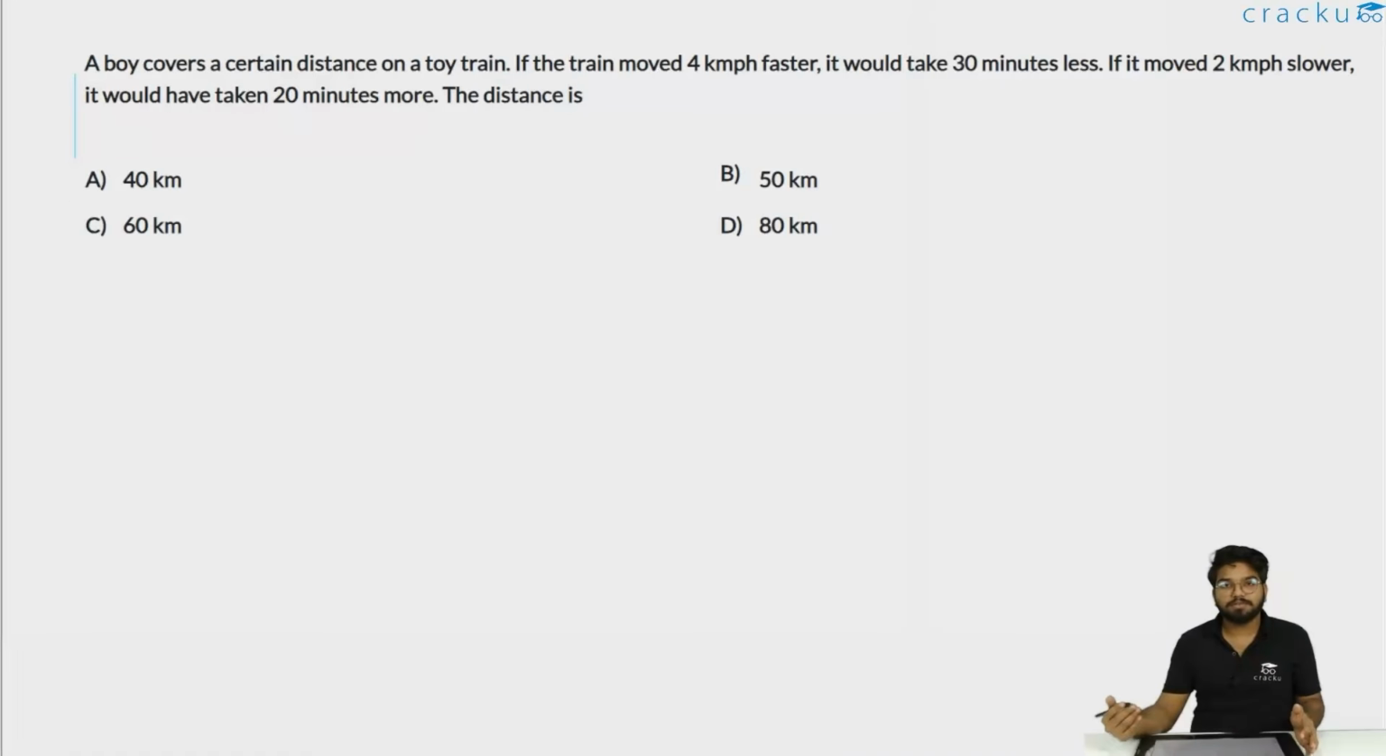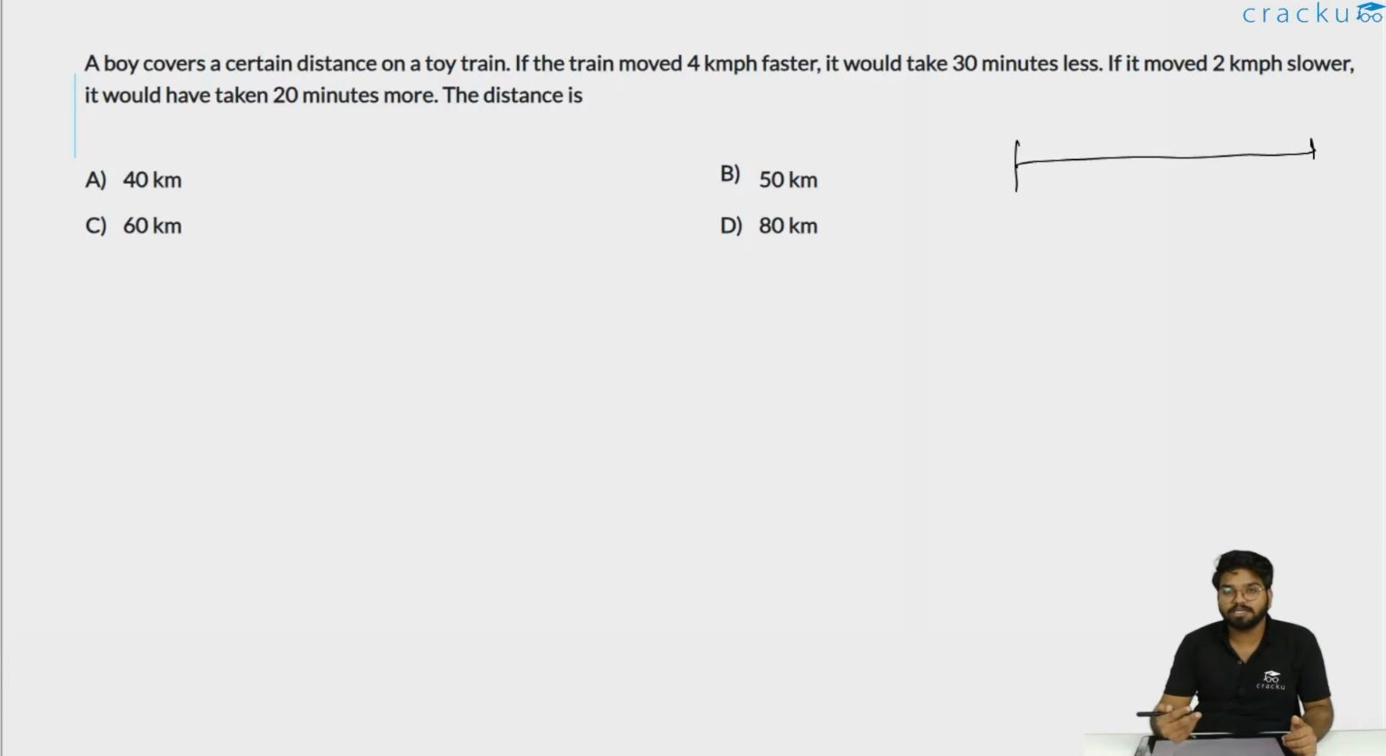Hi guys, we have this question based on time, speed and distance. It says that a boy covers a certain distance on a toy train. Let's say the distance is this. We don't know the distance. If the train moved 4 km per hour faster, it would take 30 minutes less. If it moved 2 km slower, it would have taken 20 minutes more.